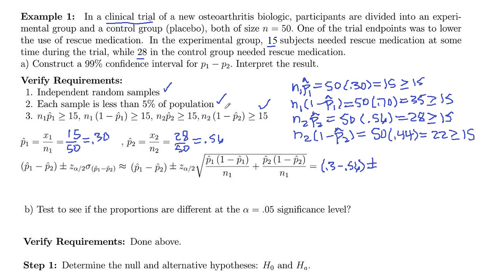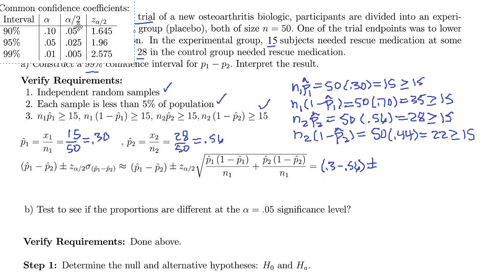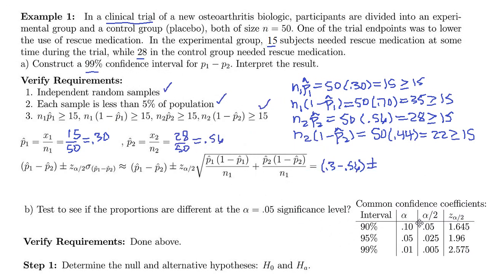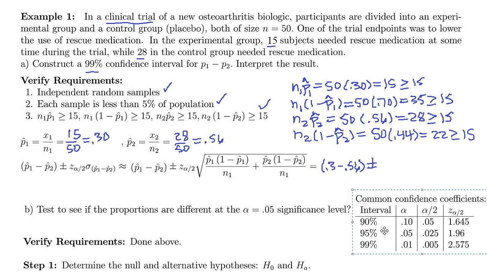So this was 99% confidence. We're using the Z distribution, so we can use our common confidence coefficient table. These are our confidence coefficients from chapter 7. For 99%, you can see we need 2.575. So 2.575, and then times our square root.